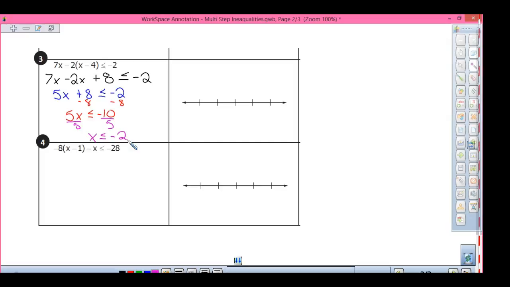Okay, so open or closed? This one's going to be closed, and we're going to shade it to the left. Okay, take a look at those steps. If you got it wrong, it's super important to take a look at where and what step you got screwed up in. Okay, do number 4. I'm not going to make you do all 10 of these, but do number 4.